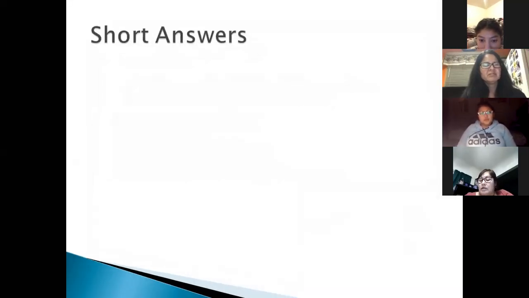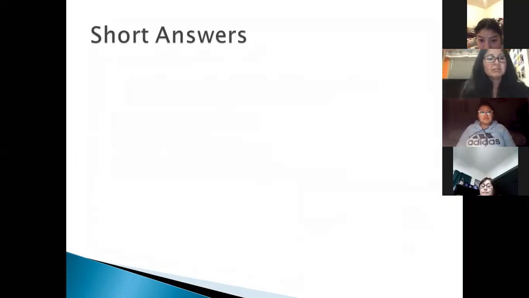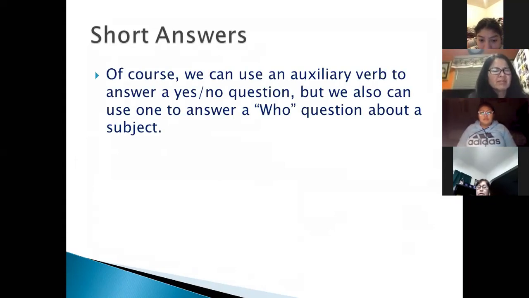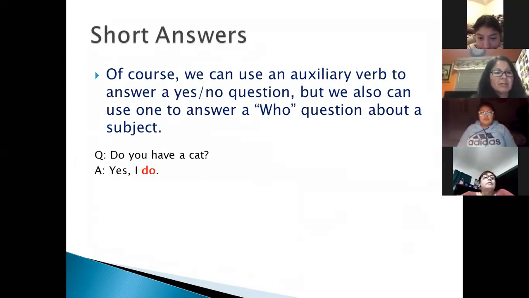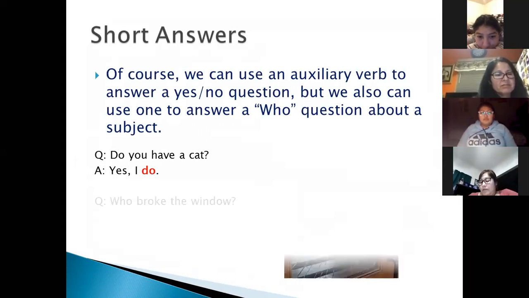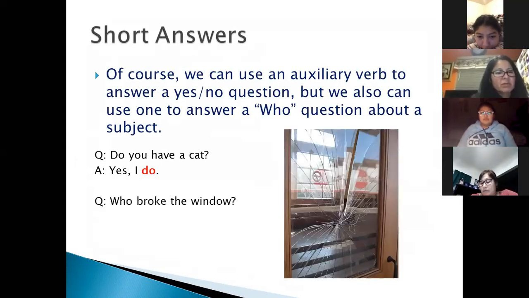Short answers. This is, again, what we practice since level 1, right? Do you have a cat? Yes, I do, right? Yes, I do. But we can also use a short answer to answer a question of who. For example, who broke the window? Rhonda did.